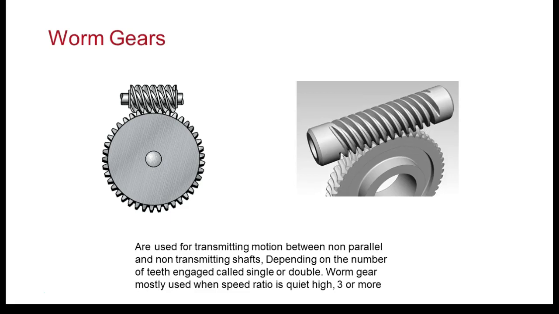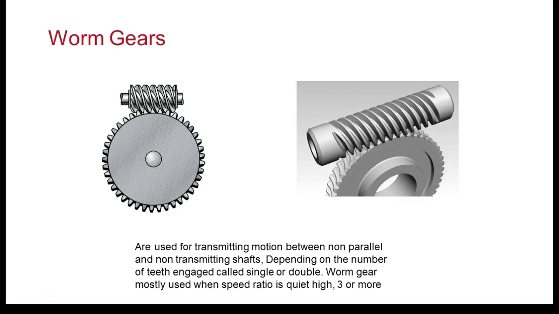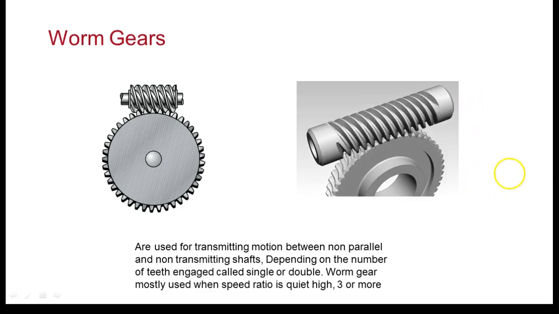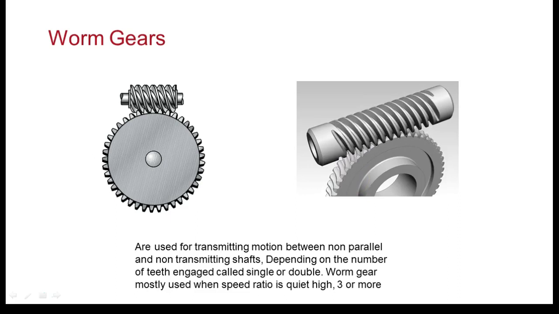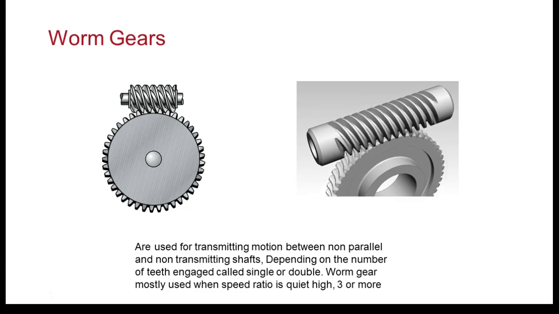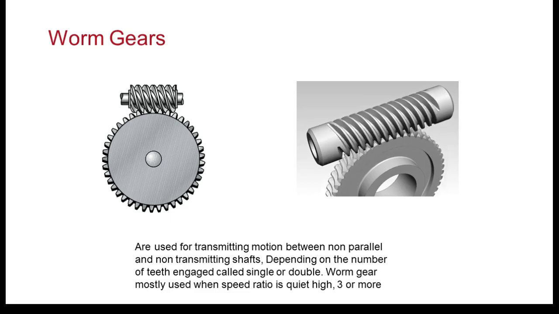Then we have the worm gear. So here on the worm gear, this is called the worm. Of course, this is the gear. Okay. Used to transmit motion between non-parallel and non-intersecting shafts. Depending on the number of teeth, called single or double, the worm gear is mostly used when speed ratio is high. Speed to torque ratio.